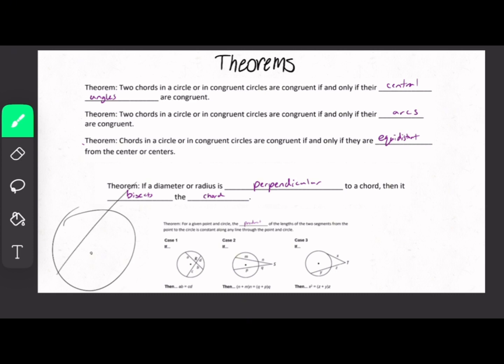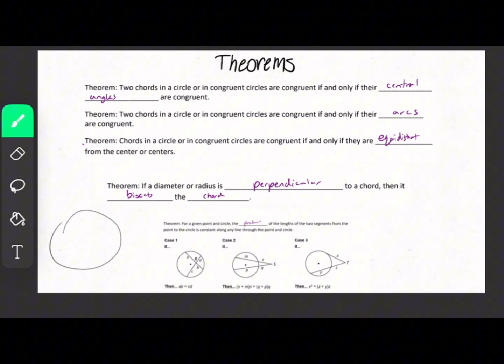Two chords in a circle or in congruent circles are congruent if and only if their arcs are congruent. Chords in a circle or in congruent circles are congruent if and only if they are equidistant from the center or centers. So I can actually draw this one.